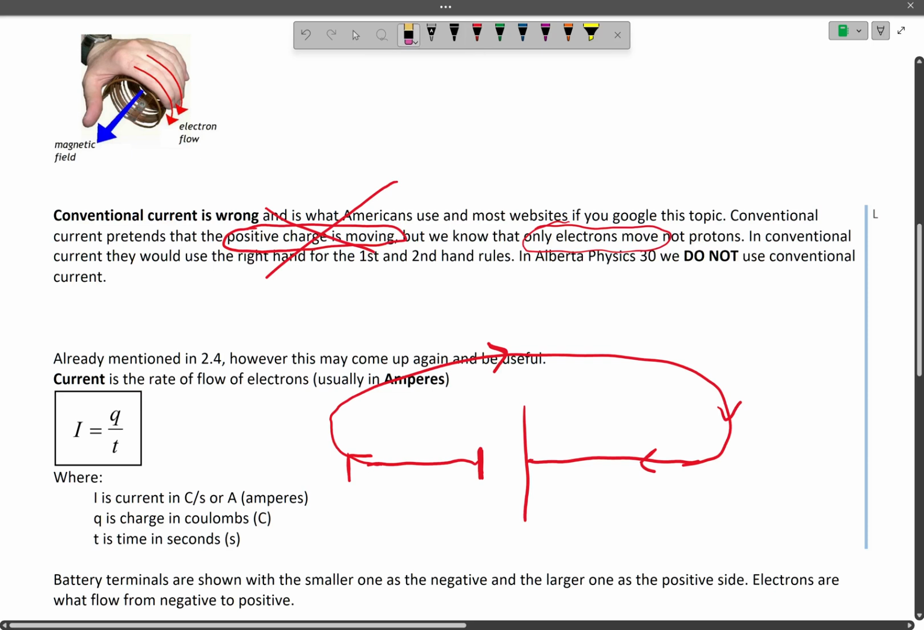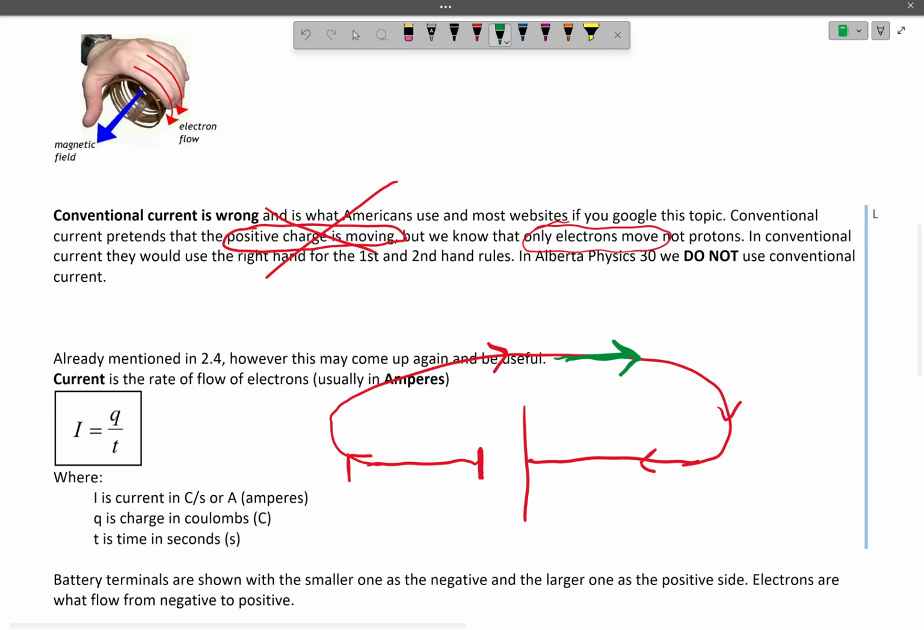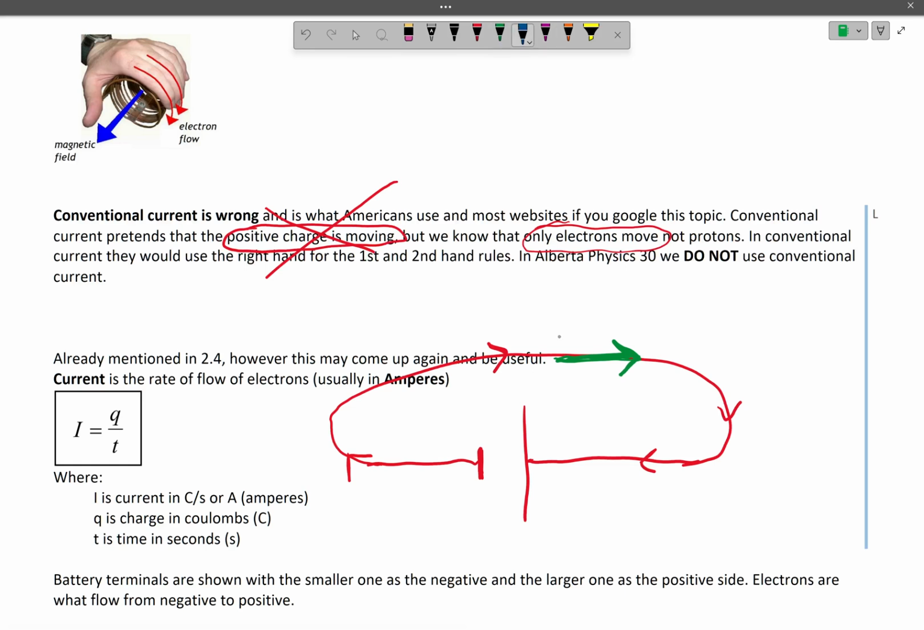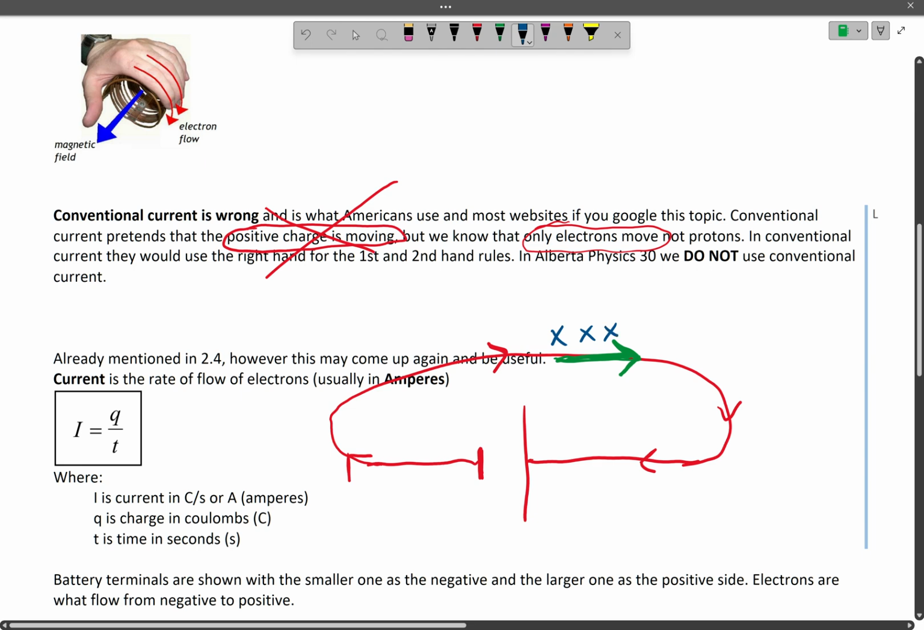Now if you're using your hand rules, you can practice on this. Since it's just a single wire going around, you can make your thumb go in this direction. That would show the electron flow. The thumb is going in this direction. And then you're using your left hand, which means your fingers are going to be curling into the page here and coming back out of the page on the other side. So the blue is the magnetic field, and the green is the electron flow.